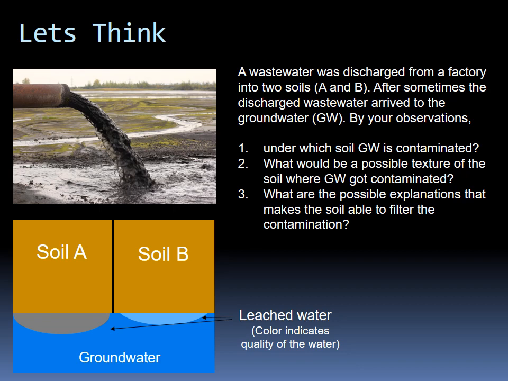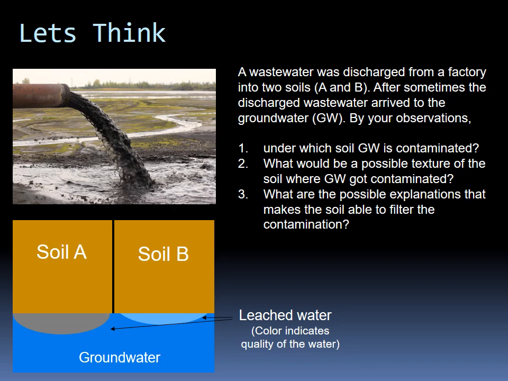So there was wastewater which was discharged from a factory, as you can see from the pipe, and this wastewater is discharged into two different soils, soil A and soil B. After some time, of course, the chemicals or the wastewater reach the groundwater.